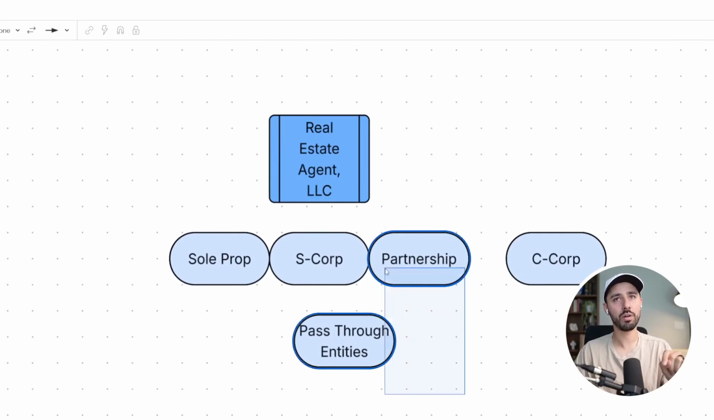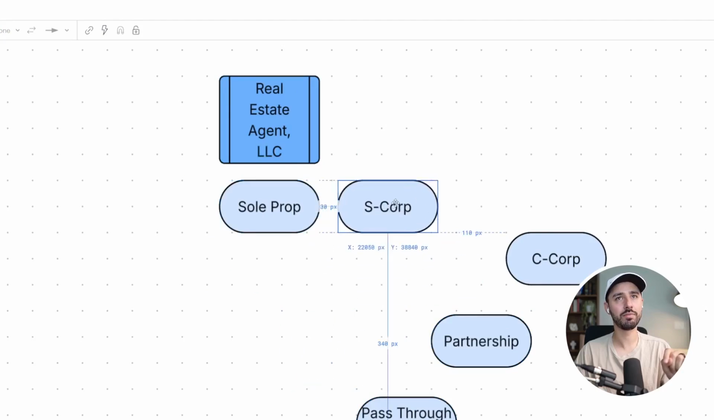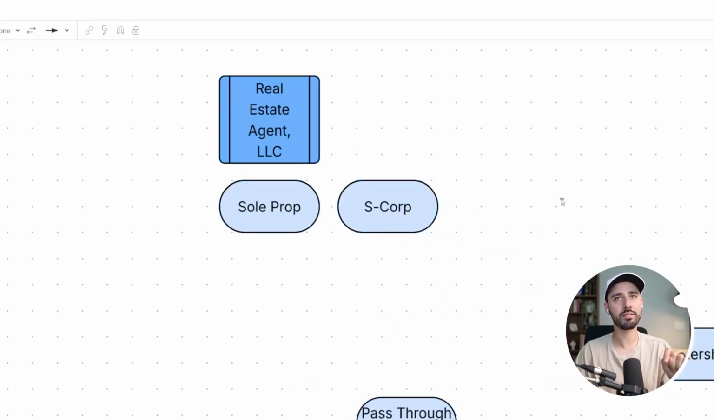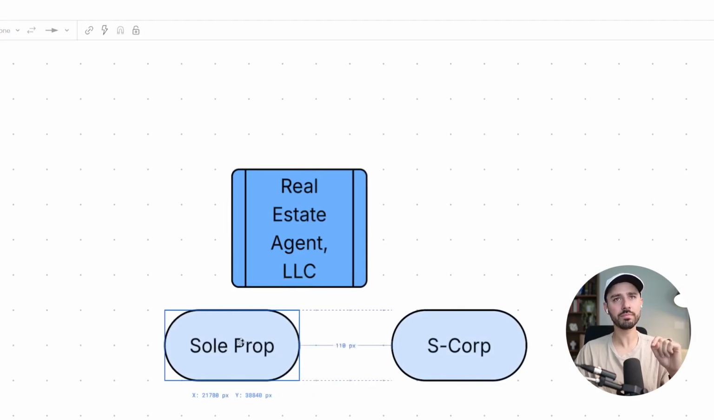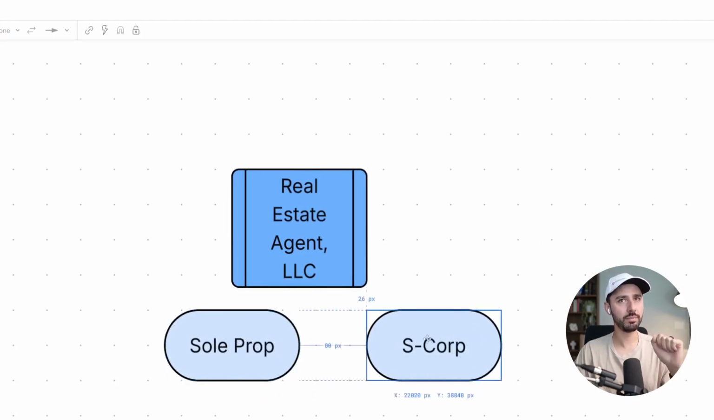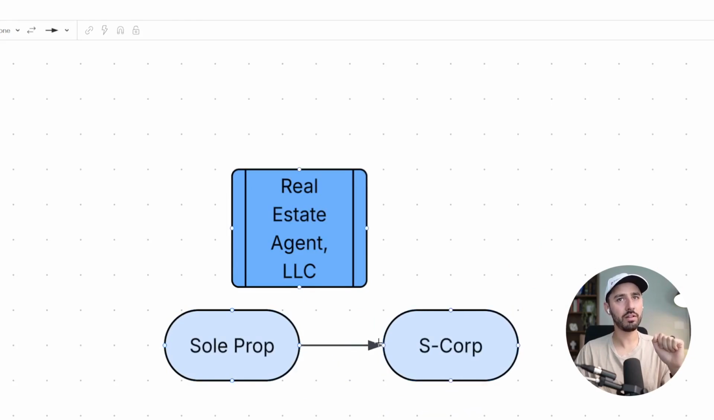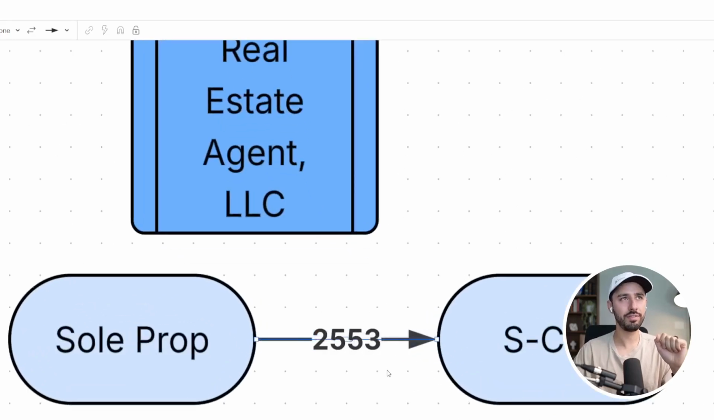So this is how it works. You're being taxed as a sole prop Schedule C right now. And you're like, IRS, here's my real estate agent LLC. I'm being taxed as a sole prop. I want to be taxed as an S corporation. What do I need to do? You're going to file a form that's called 2553.